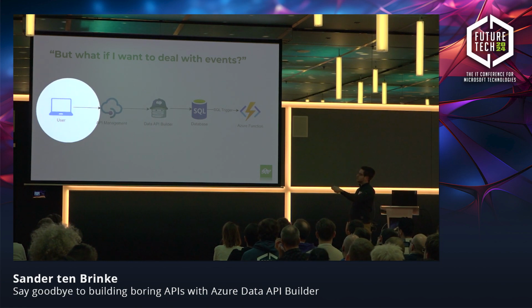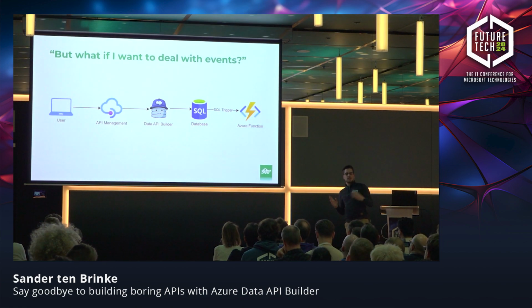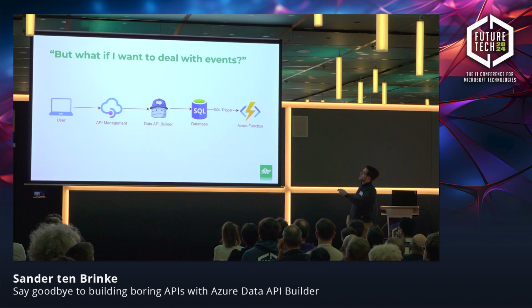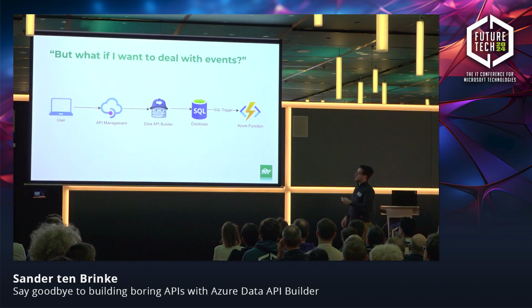So let's say that the user creates a book and it's inserted into the database. But we also want to send an email to someone that this happened. We could go with the previous path and write all of that ourselves. We could also say, when the book is added to the database, we want to run an Azure function based on a SQL trigger.